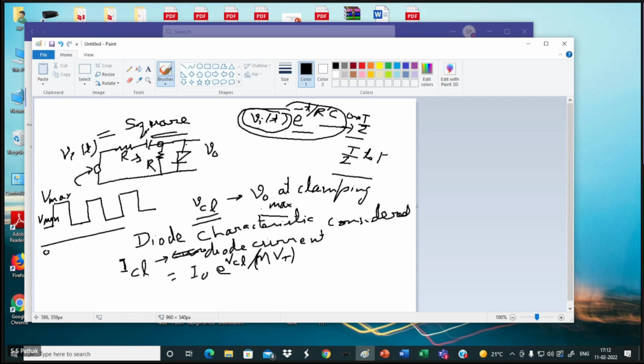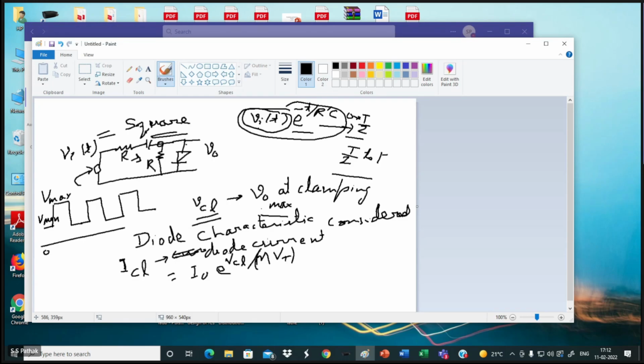So VCL, no, sorry, it is the other way around. VT itself is going like, eta is 1, 2, or 3, something like that is coming. I think you know better about that. I have written the value here. So this is my diode current.